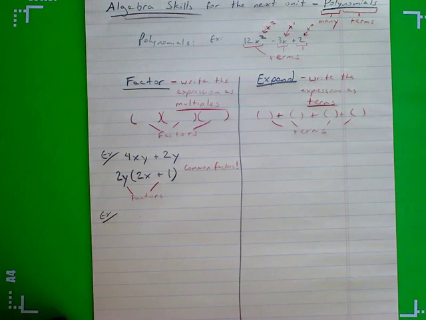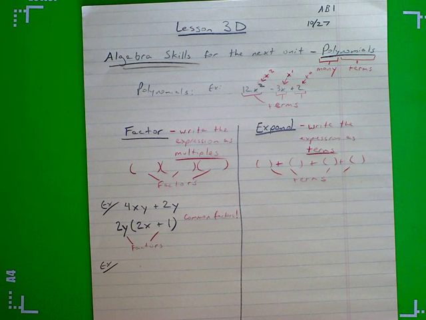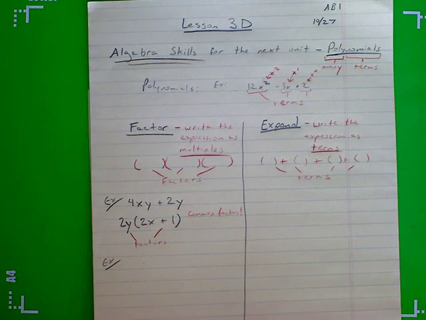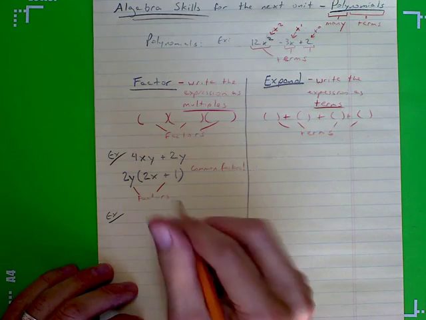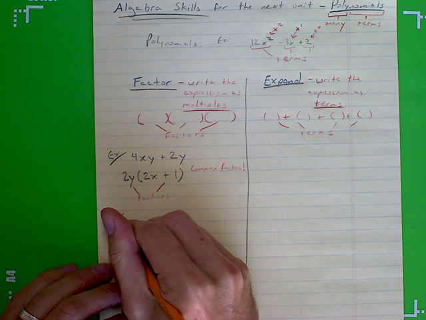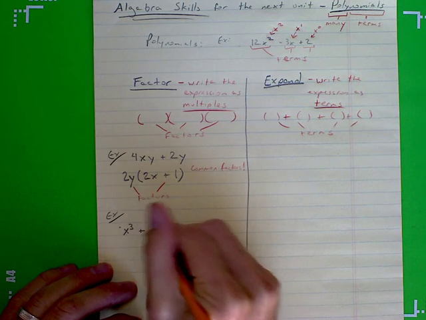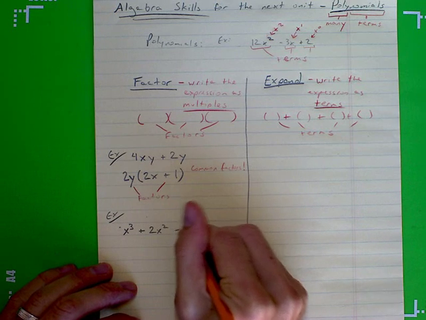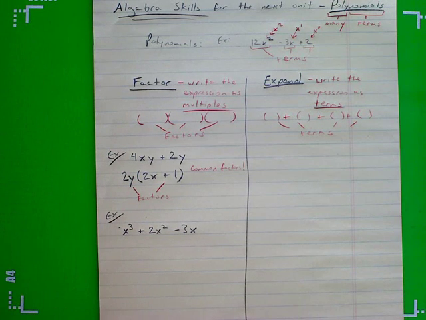Let's try another. Okay, so here's another list of terms, and what we want to do, because I wrote it in the left-hand column, is try and factor it.